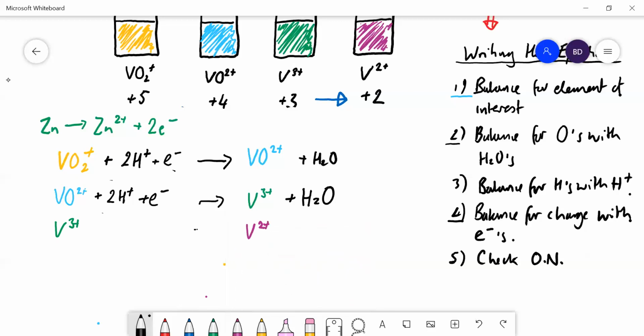We don't need any balance of the element of interest. We've done that. No oxygens, no hydrogens, just balance charges. So we want 1 electron on that side. And we've got it all the way down to the +2 oxidation state.